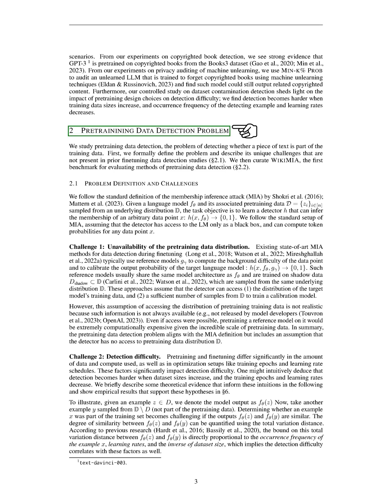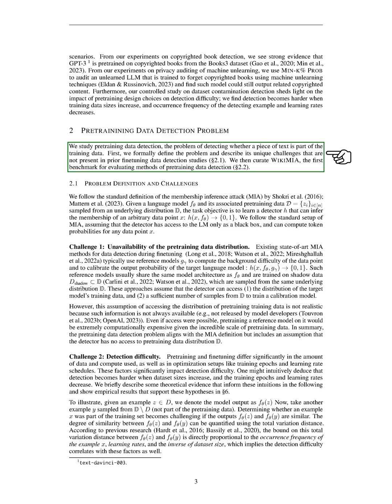Section: Pretraining data detection problem. We're looking into the issue of pretraining data detection, which is about figuring out if a certain piece of text was part of the training data. This problem presents unique challenges that weren't present in previous studies on fine-tuning data detection. To help us evaluate methods of pretraining data detection, we've put together WikiMIA, the first benchmark of its kind. Let's define the problem and its challenges.